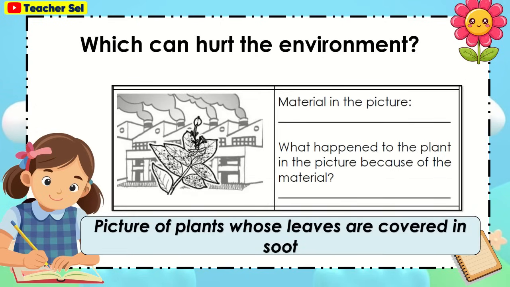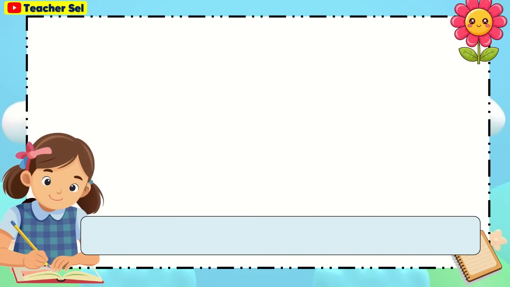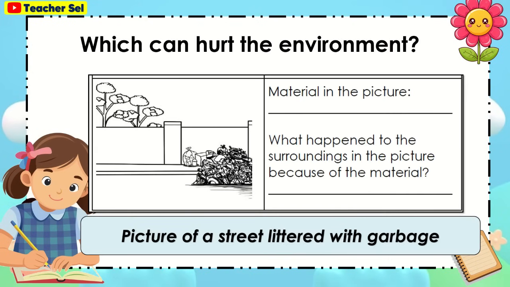For the next set of pictures, plants whose leaves are covered in soot. Next picture, a street littered with garbage.